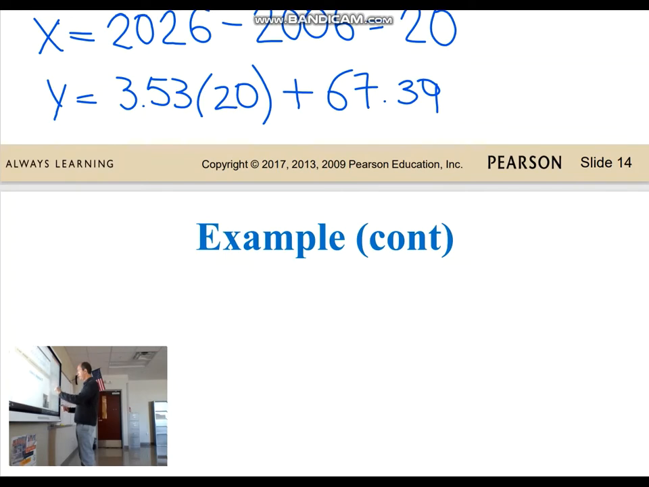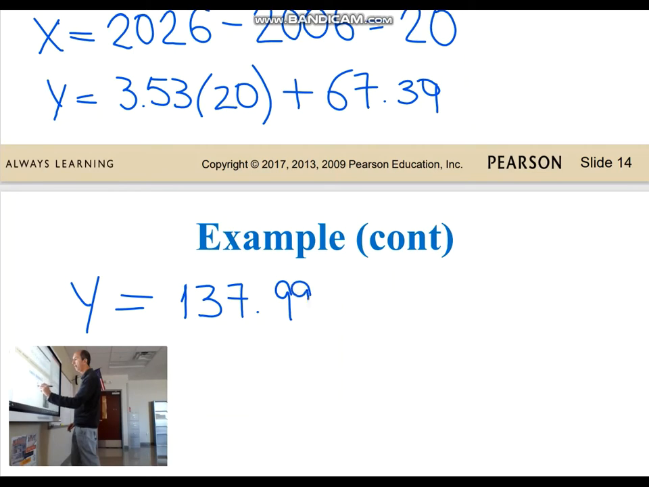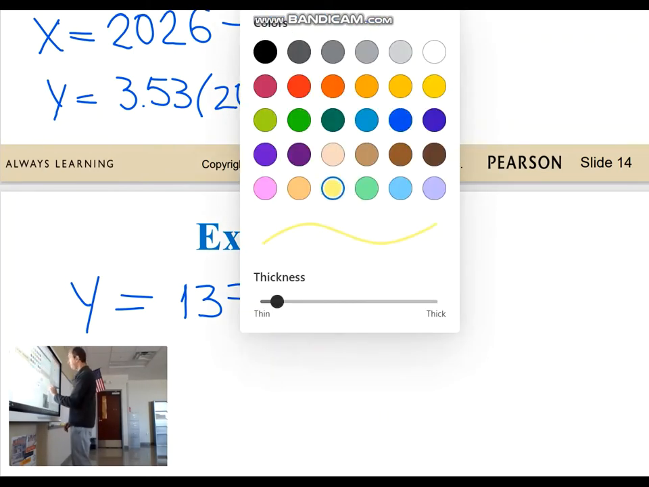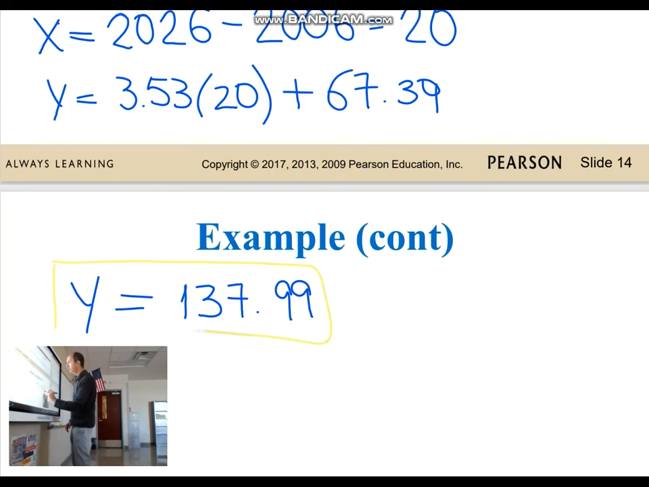You can get your calculator, type these numbers, type these operations here, and you will find as a result that y equals 137.99. This is the answer to the question on how to predict the price in 2026 by using a slope-intercept form equation.